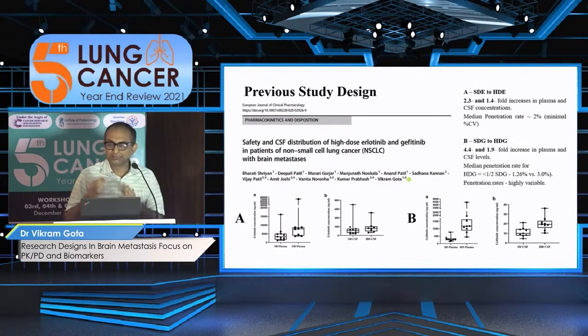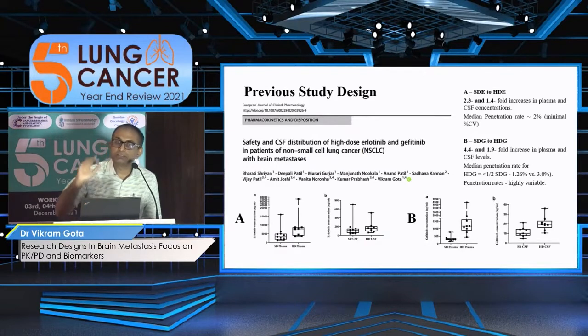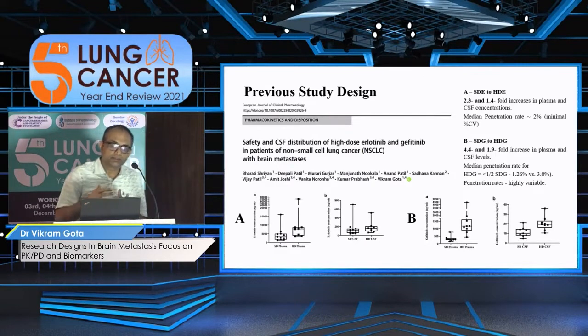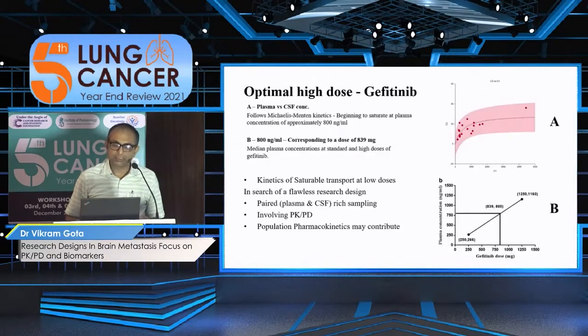How do you know that? The penetration here we have defined as the ratio of the CSF concentration upon plasma concentration. For the standard dose, the ratio is coming to 4.4%, and for the high dose, it is coming to 1.9%. So what does it tell us? It tells us that there is some saturation happening, and that is not very difficult to understand, because since it has to go through several transporters, they can saturate.